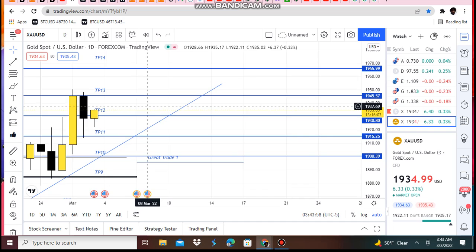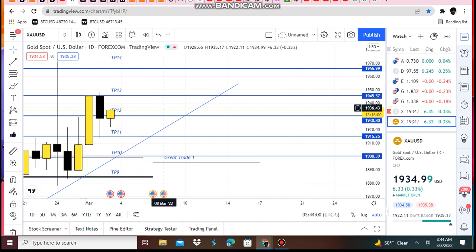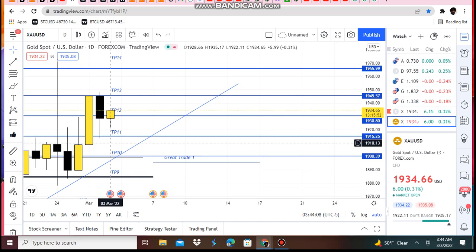And candlesticks are above this trend line, and we're in an uptrend. Price was just making a higher high. It made a higher low back down to take profit 11, and now it's making a higher high back up to take profit 13. And it might go to 1942. Just picture your take profit at 1942, 1943.